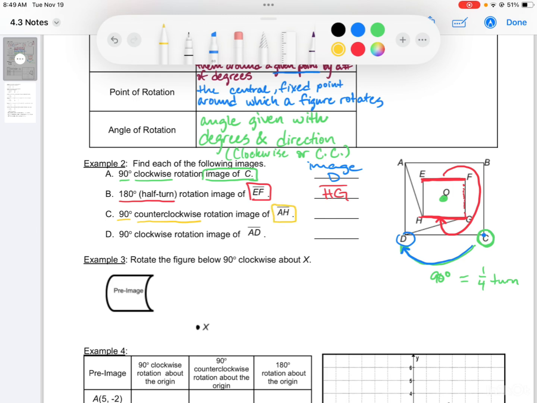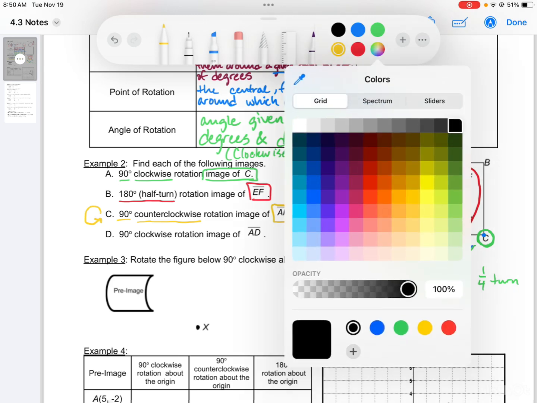Next, we're going to do a 90 degree counterclockwise rotation of line AH. First, we have to find AH. It's this diagonal right here. We want to take it a quarter turn counterclockwise, so we're going to go this direction. Sorry, I made that big loopy arrow. I'm just trying to keep everything from getting too crowded. When we rotate AH 90 degrees counterclockwise, it brings us over to DG.